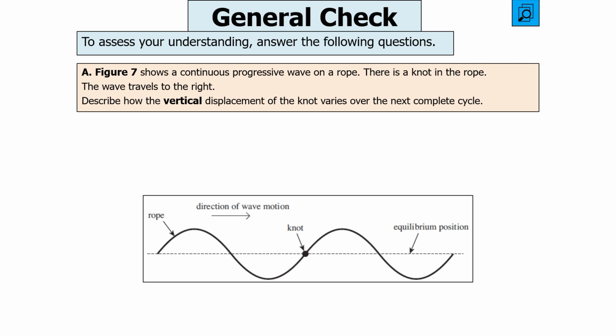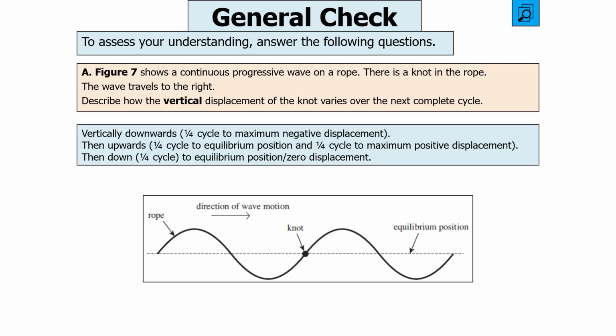Once again, you've got to imagine the wave pattern travelling through the particles and causing them to oscillate. So it will go vertically downwards, so it will be a quarter cycle to the maximum negative displacement, then upwards again, a quarter of a cycle back to equilibrium, then another quarter of the cycle back to positive displacement, and then back down again, so another quarter of the cycle to equilibrium position or zero displacement.